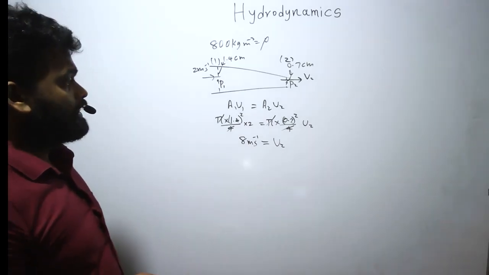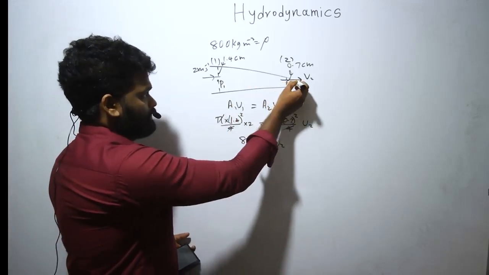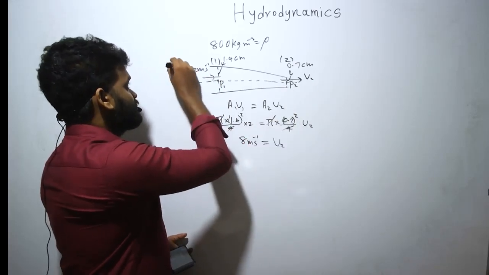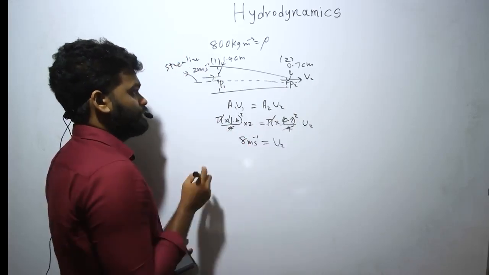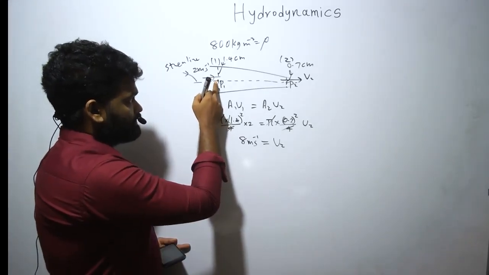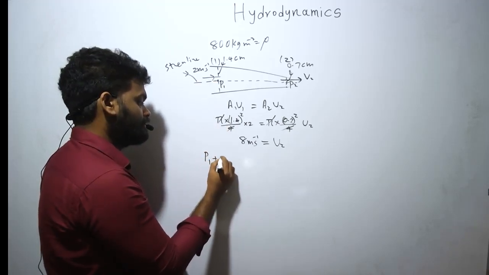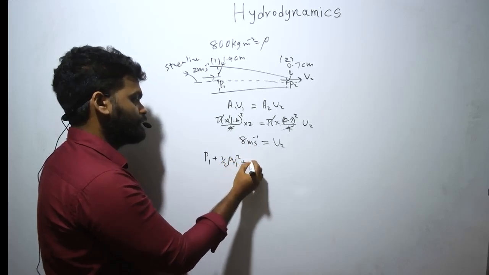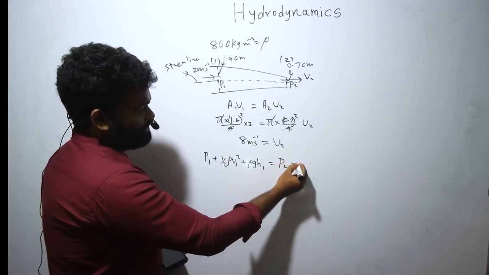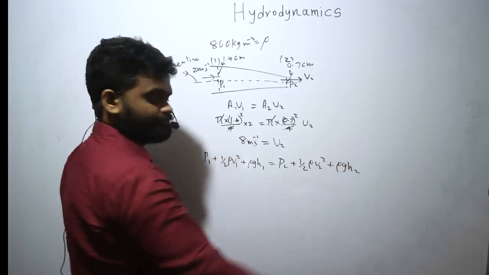Okay? Then we have to apply Bernoulli's equation. So you know that Bernoulli's equation is applied to a streamline, right? So you can consider this streamline. So the total energy per unit volume. So what's Bernoulli's equation? P1 plus half rho V1 squared plus rho g h1 equals P2 plus half rho V2 squared plus rho g h2, right?